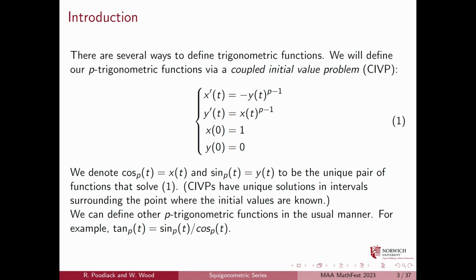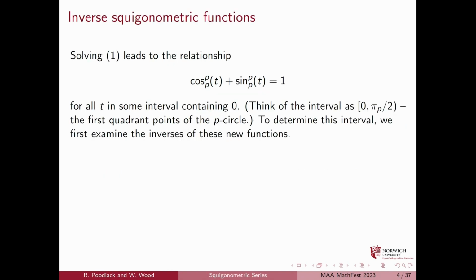So for instance, we could define the p tangent as the ratio of the sine sub p to the cosine sub p. And if we solve that initial value problem, we do come up with a relationship on a given interval that cosine sub p to the p plus sine sub p to the p is equal to 1 for all t in some interval containing 0, the initial value point.